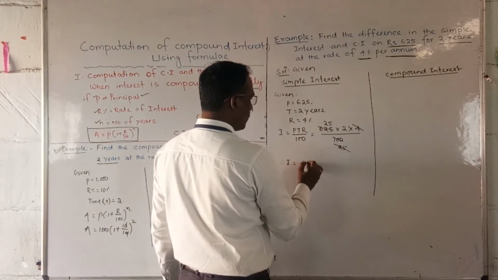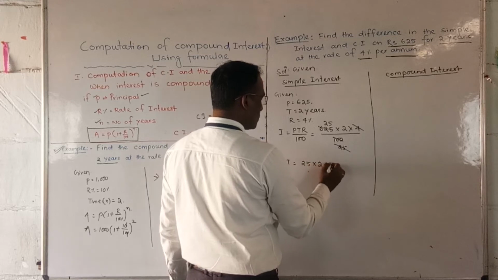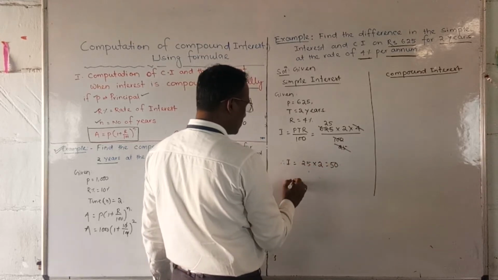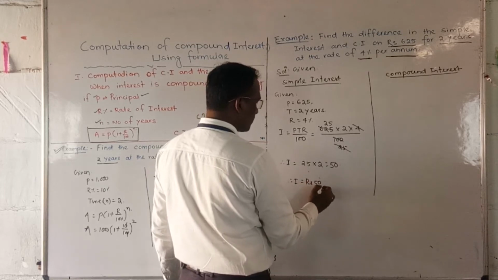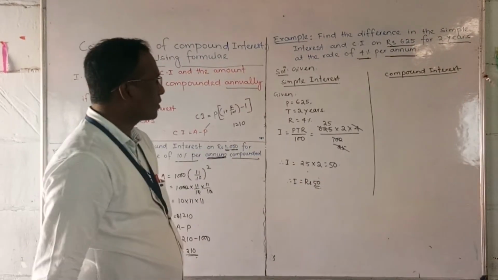So hence we will get I is equal to 25 into 2, is equal to how much? 50. Hence simple interest, how much? 50 rupees we will get. Are you clear? Okay, now we can do the compound interest.